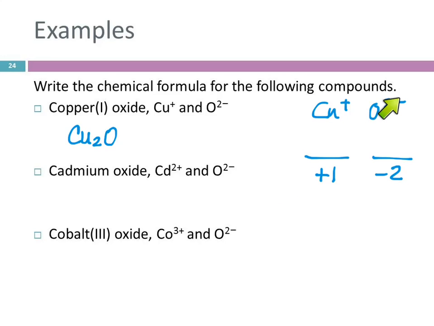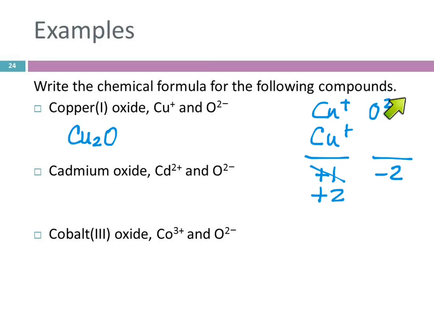Well, I can't change the charges. That's what those ions do. I can't change them. But I could add more of them. So if I added another copper ion, now how much positive charge do I have? +2. Now I've got +2 and -2, and so that's going to add up to 0.